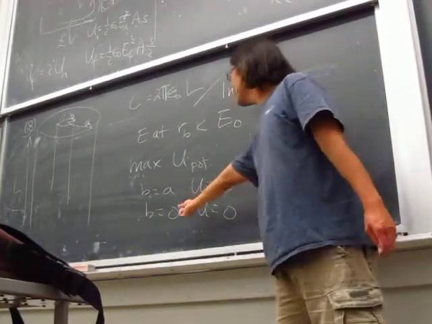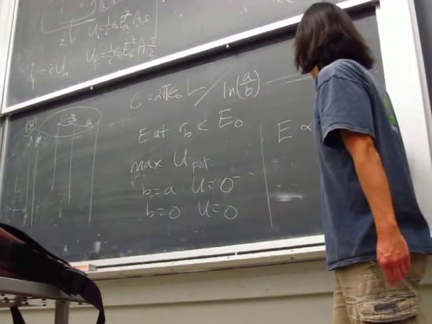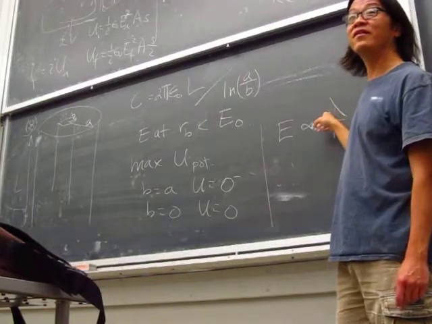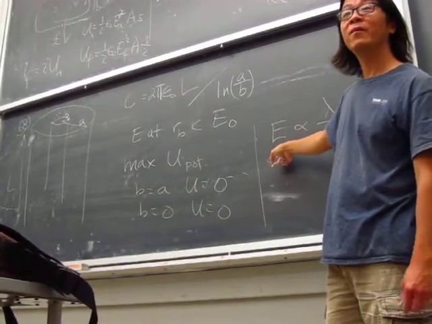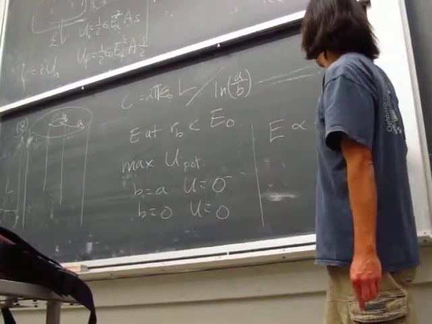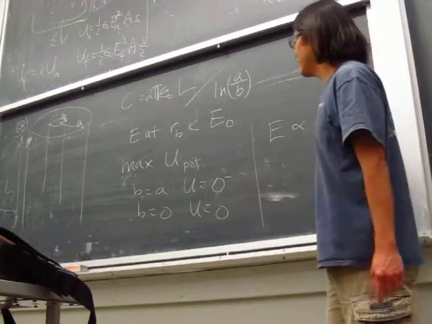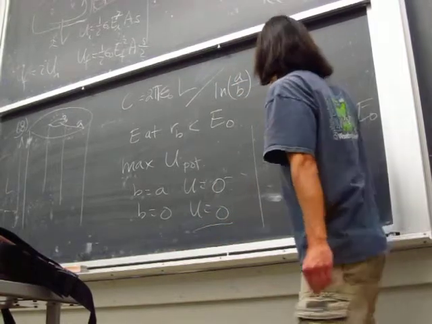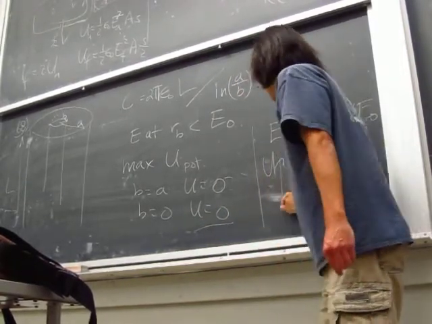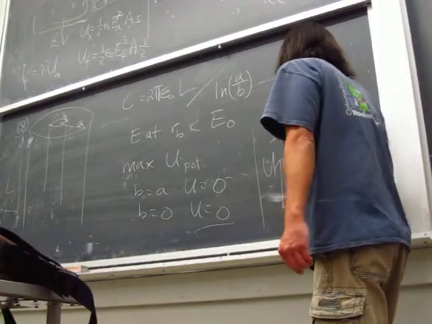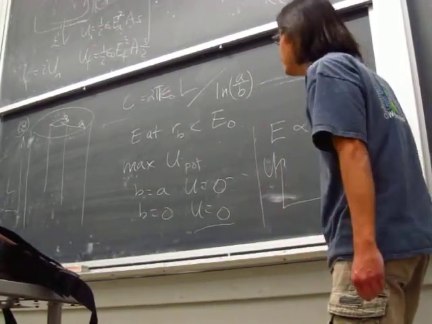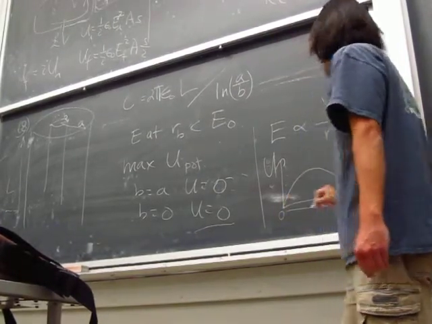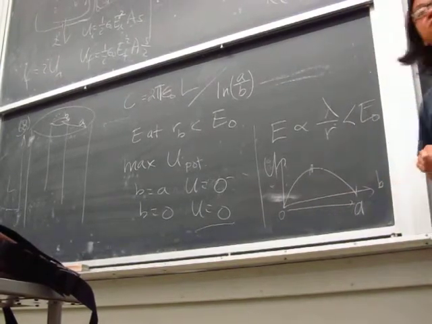So if I shrink P all the way to 0, in this lambda over R, I better make lambda go to 0. Otherwise, the electric field goes up. This has to be less than E naught. So in order for that to happen, lambda has to be equal to 0. There is no electric field, U is 0. So the problem is like this. This is A, this is B, this is the range of P. This is 0. The problem goes like that, and you just have to find the maximum.